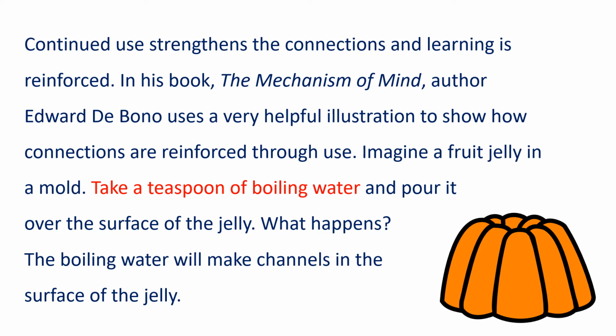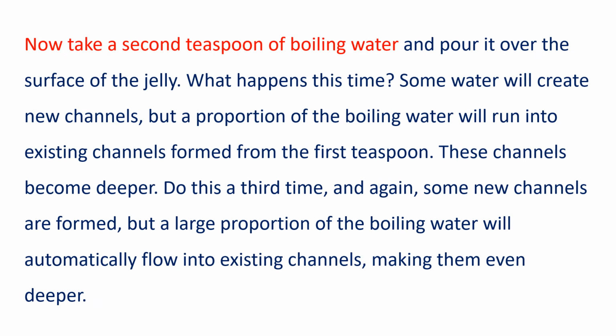Take a teaspoon of boiling water and pour it over the surface of the jelly. What happens? The boiling water will make channels in the surface of the jelly. Now take a second teaspoon of boiling water and pour it over the surface of the jelly. What happens this time? Some water will create new channels, but a proportion of the boiling water will run into existing channels formed from the first teaspoon.